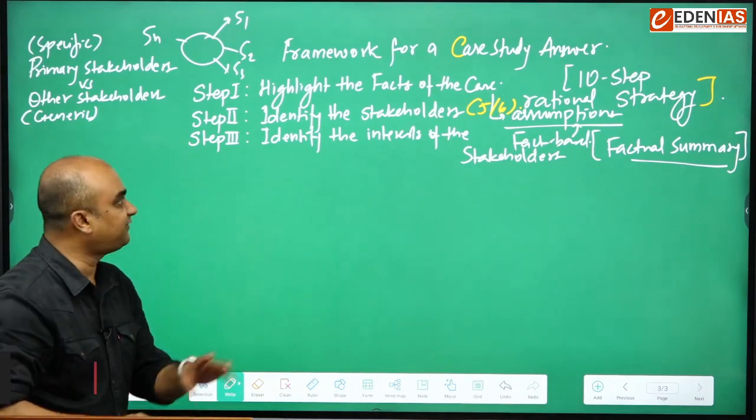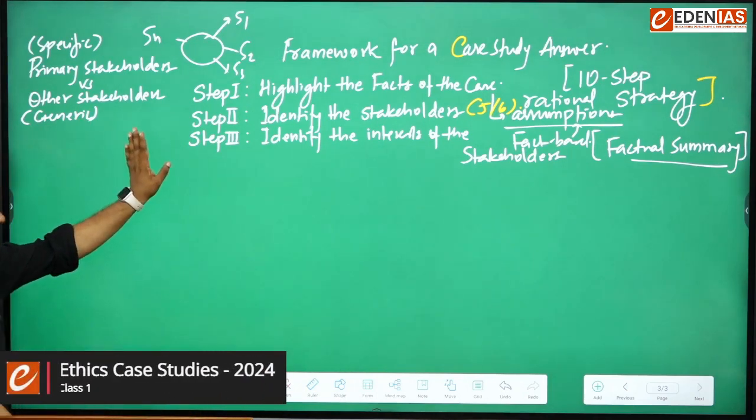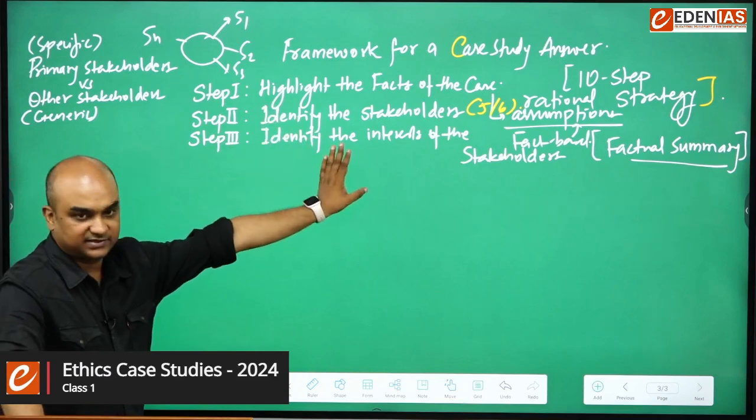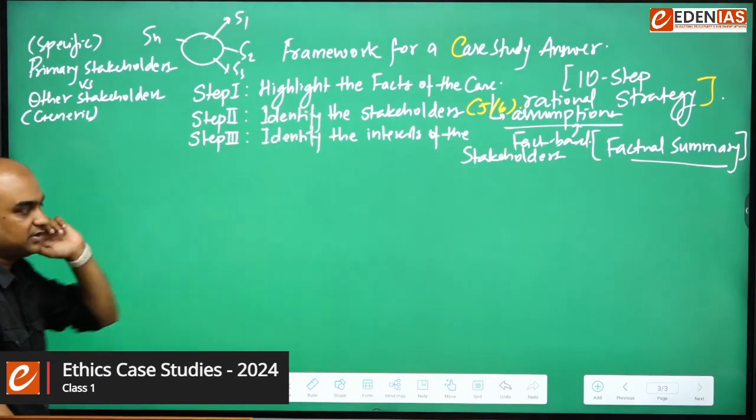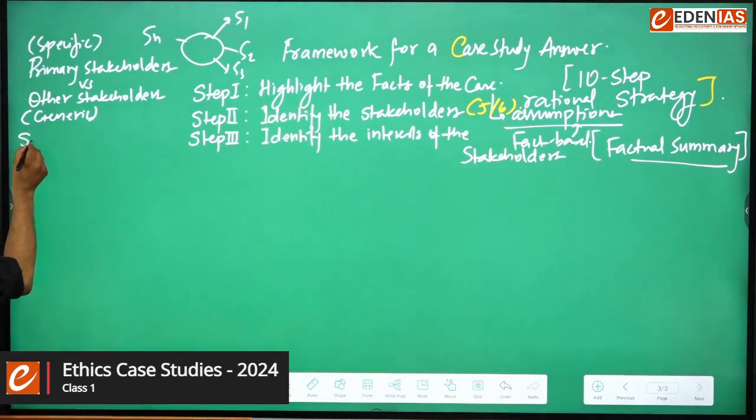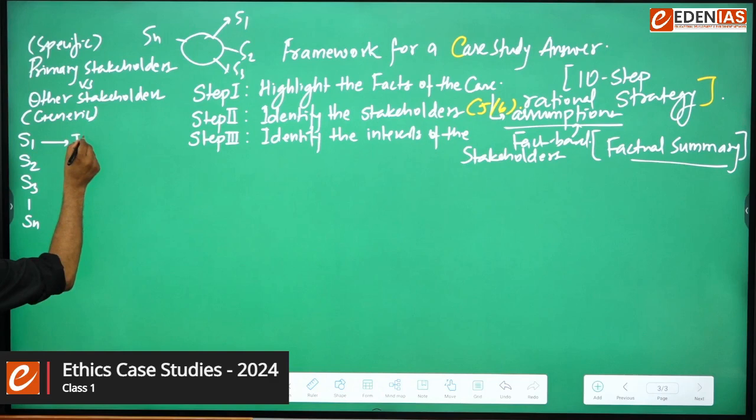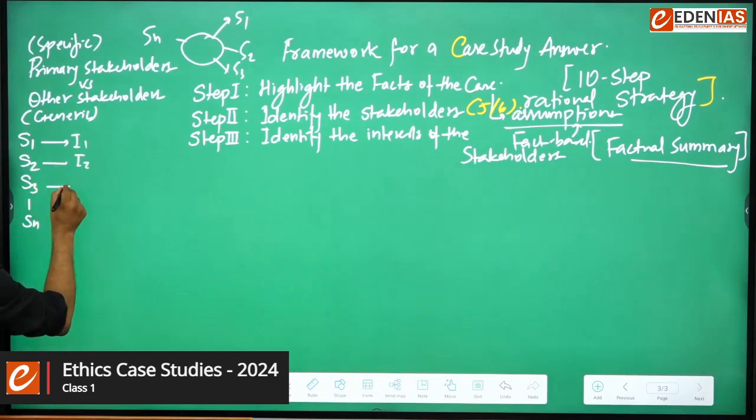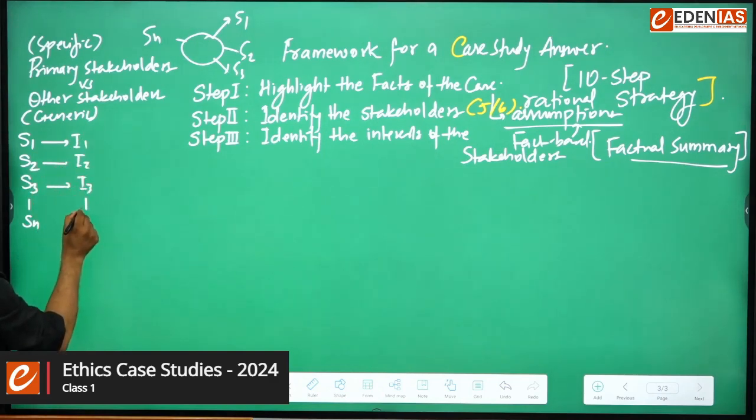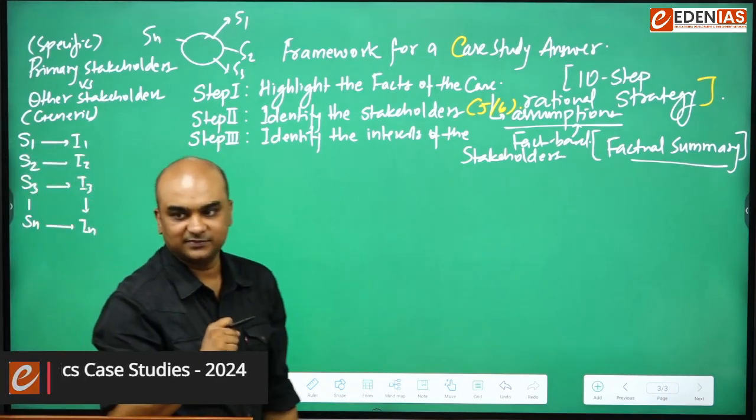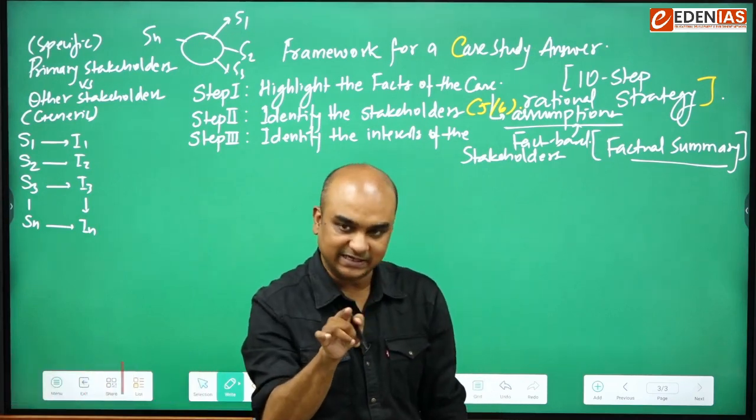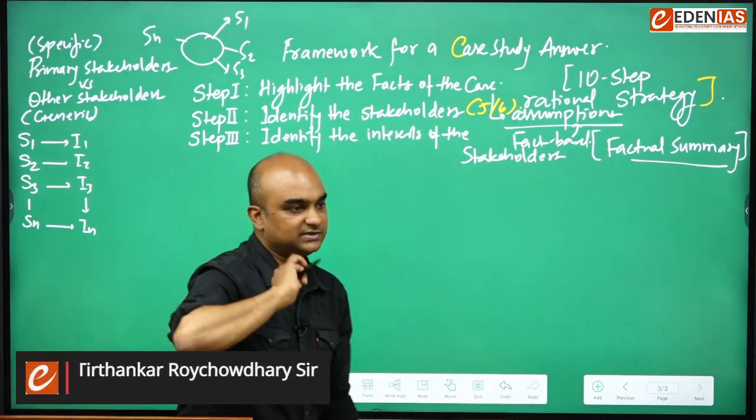So once you identify the stakeholders, the next thing is that you have to identify the interests of various stakeholders. Suppose we have stakeholder 1, stakeholder 2, stakeholder 3, up to stakeholder n. So we may have interests as I1, I2, I3 up to In. So every stakeholder will have one or more interests. So you have to identify those interests as well. That has to be the third step.